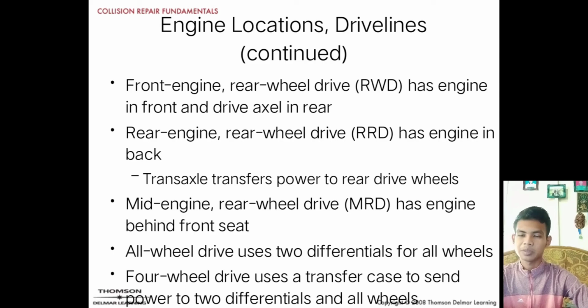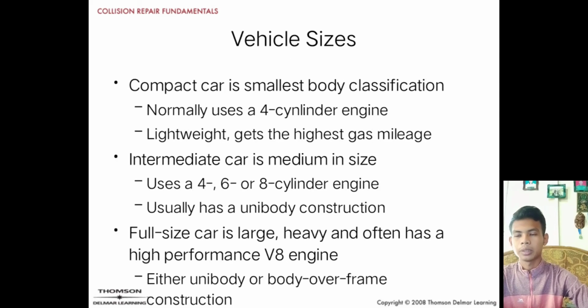Compact car is the smallest body classification. Normally uses a 4-cylinder engine. Lightweight, it gets the highest gas mileage. Intermediate car is medium in size. Uses a 4, 6 or 8-cylinder engine. Usually has unibody construction. Full-size car is large, heavy, and often has a high-performance V8 engine, with either unibody or body-over-frame construction.